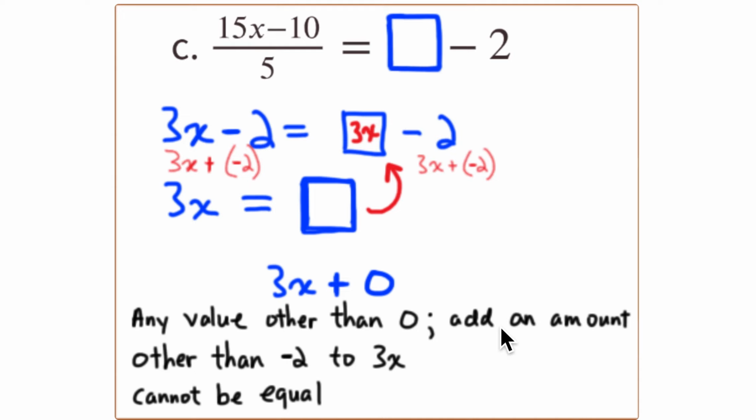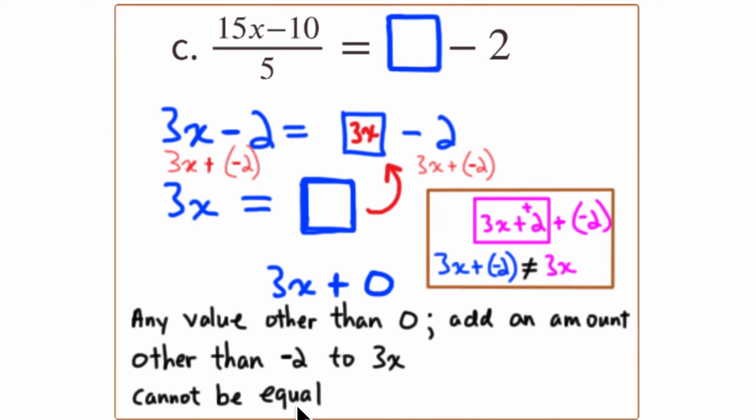It's a little bit easier to see than to think about it in your head. But for any value other than 0, if you add an amount other than -2 to 3x, then they cannot be equal. So let's see how that plays out. Let's say I take 3x and I'm going to add a +2 to that 3x. So that's what's going to go into the square here. So 3x plus +2, and right here 3x plus +2, and then -2 gets added to that.